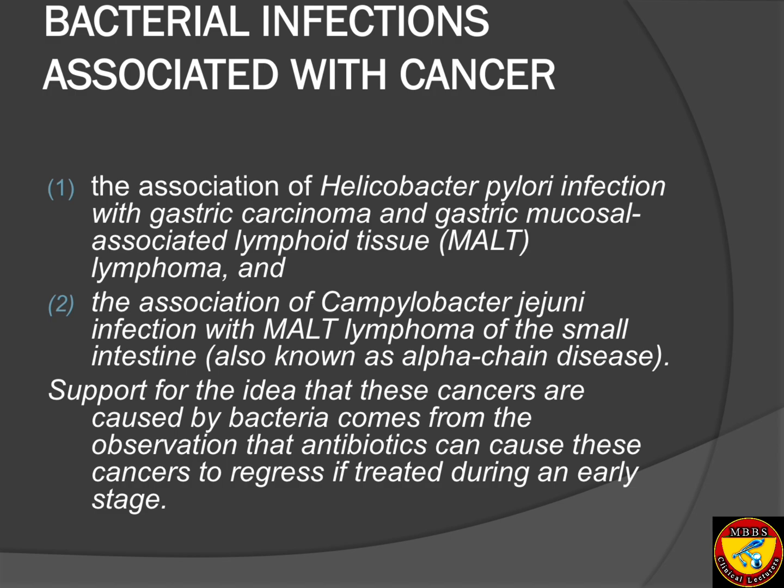Then the second one is Campylobacter jejuni, which is again a bacterium that can lead to MALT lymphoma of the small intestine, also known as alpha chain disease. So these two bacteria are cancer causing and have the potential to cause cancers. This idea was supported because if these bacterial infections are treated early with antibiotics, then these cancers tend to regress. So these are the main bacteria associated with causing cancers.